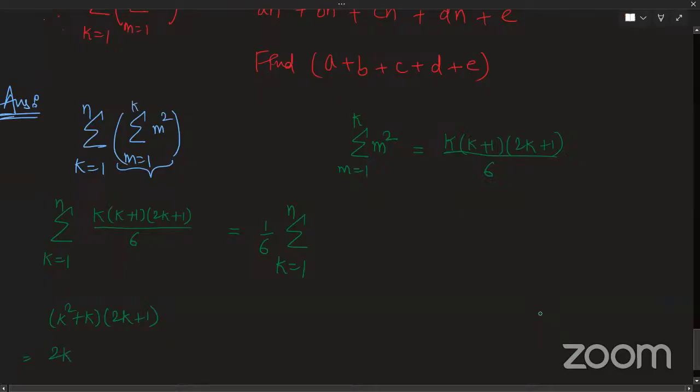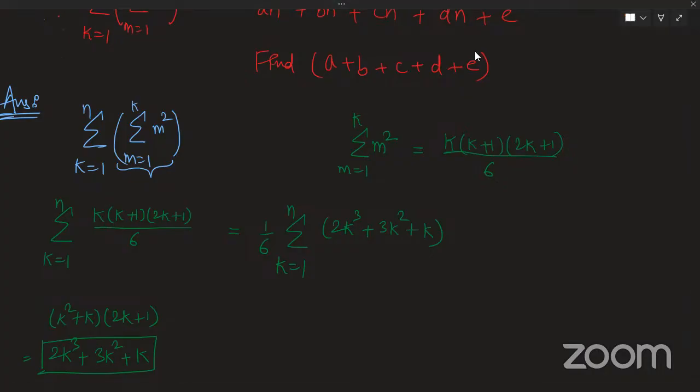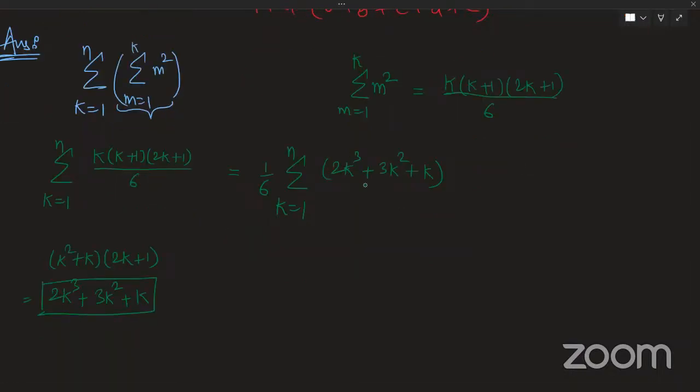So it is 2k cube plus k square plus 2k square. So that is 3k square and then plus k, right? Is this correct? Everyone has understood? Navneet? Understood, sir. Okay, great. So now, how would you evaluate this thing? How will you evaluate?